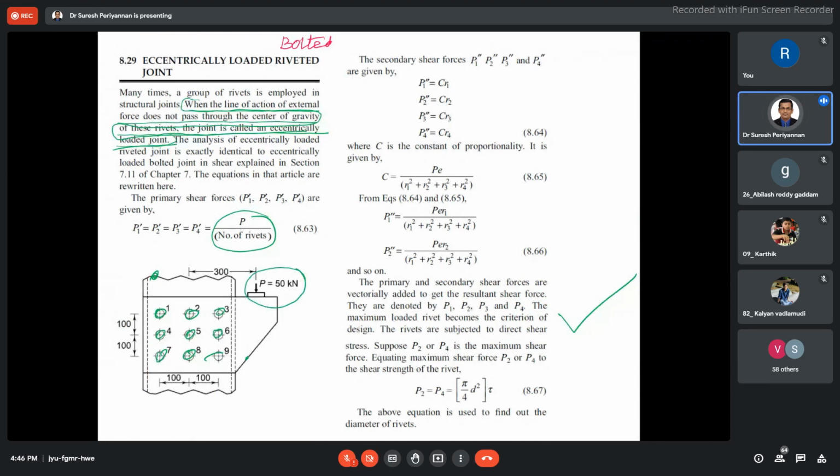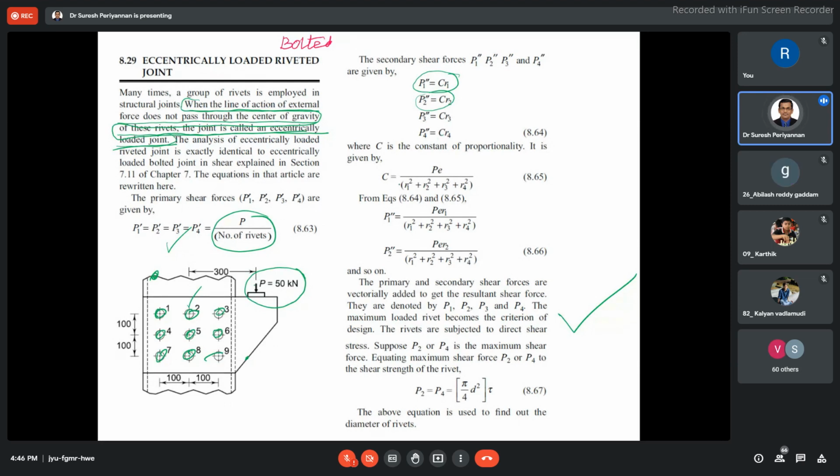The primary force is the load, 50 kilonewton, divided by the number of rivets. Then each rivet is going to have the same primary force: P1 dash is equal to P2 dash is equal to P3 dash is equal to P4 dash. Now come to the secondary shearing force with respect to the bending moment, the bending effect, which we already discussed. P1 double dash is the secondary shearing force, P2 double dash is the secondary shearing force at rivet 2, P3, P4 like that.